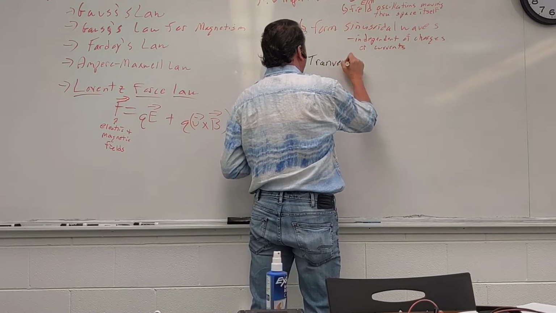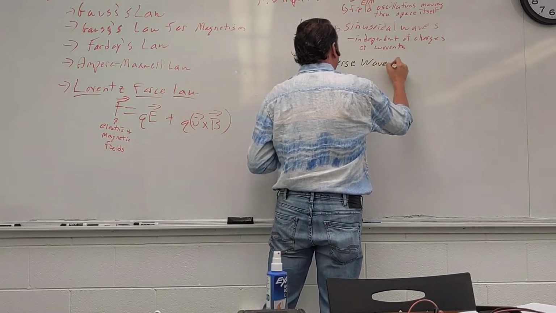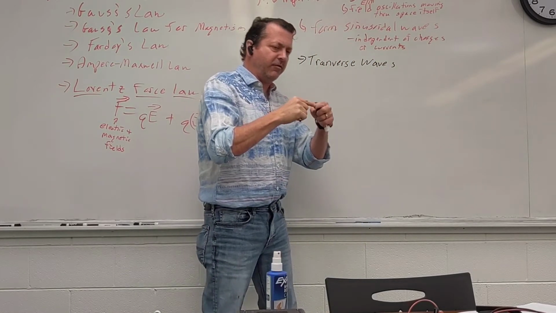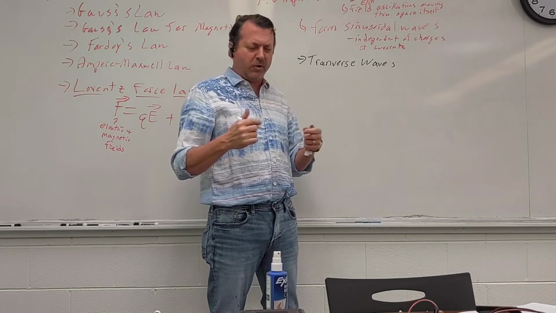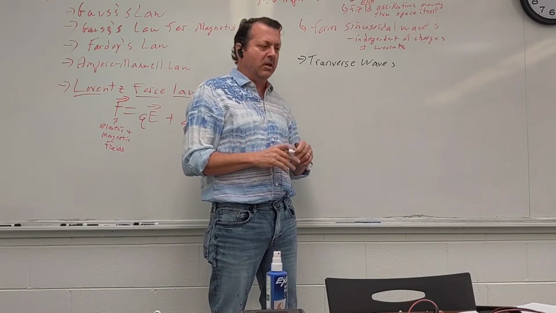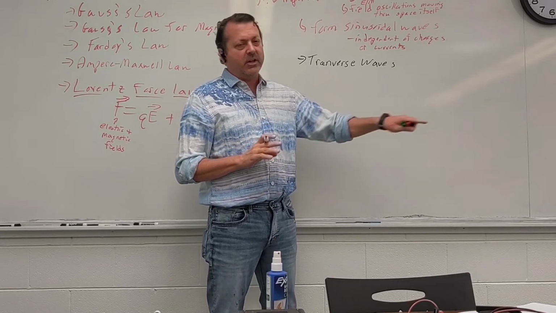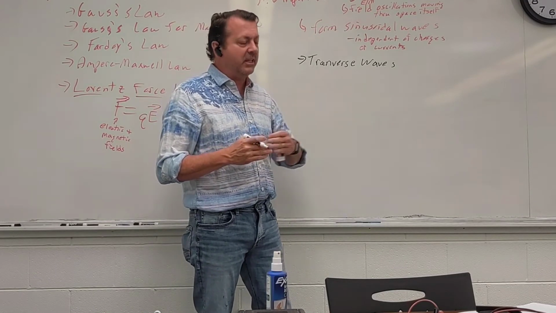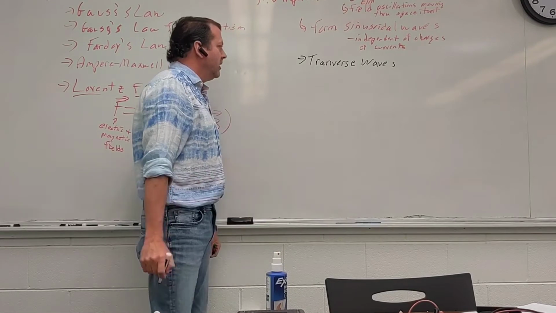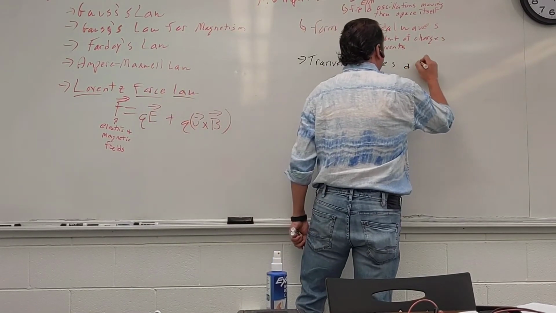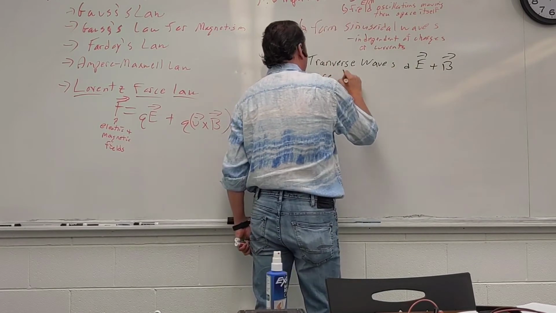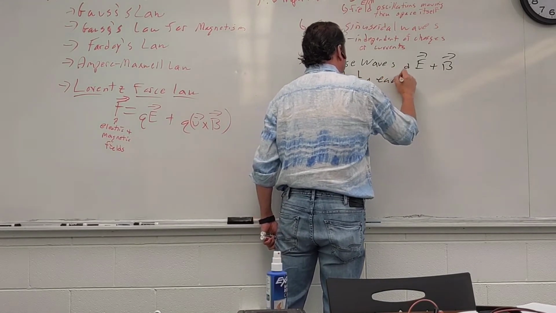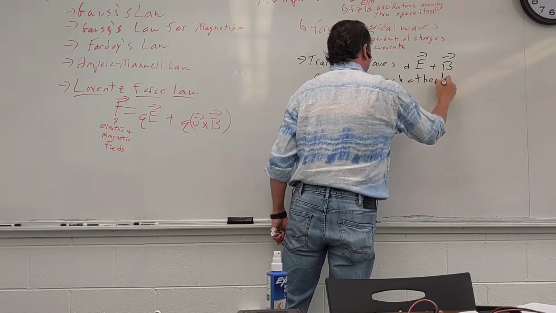They're transverse waves. So the oscillation of the electric field is going to be perpendicular to the direction of motion. Remember, transverse, perpendicular to the direction of motion. Of course, compression waves are where the amplitude changes in the direction of motion. And the electric field and the B field are perpendicular to each other.